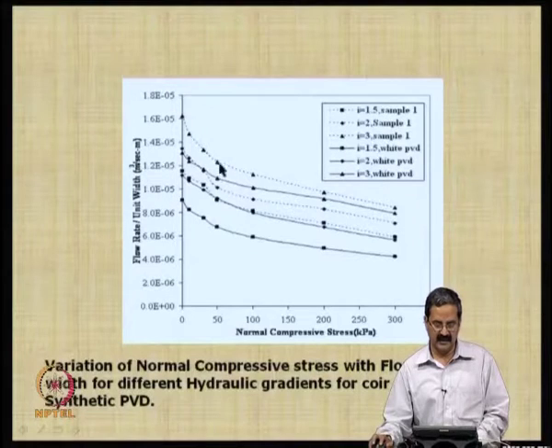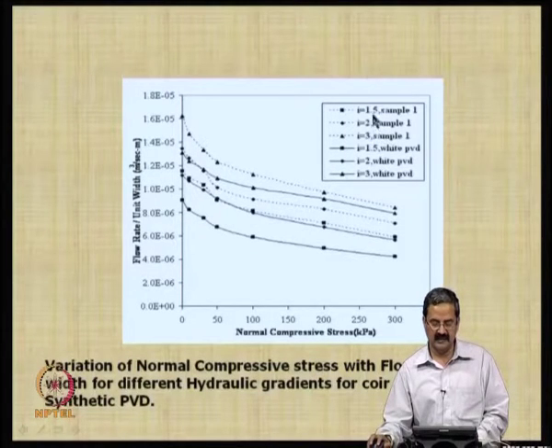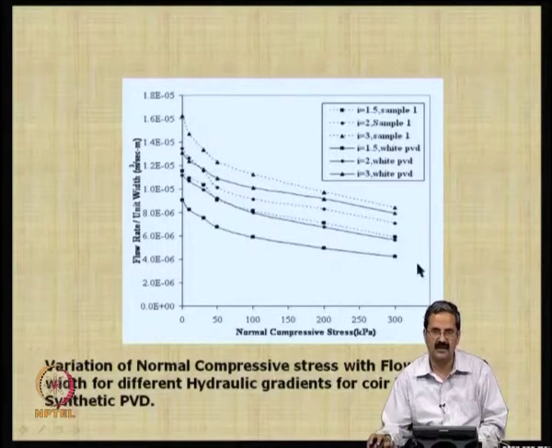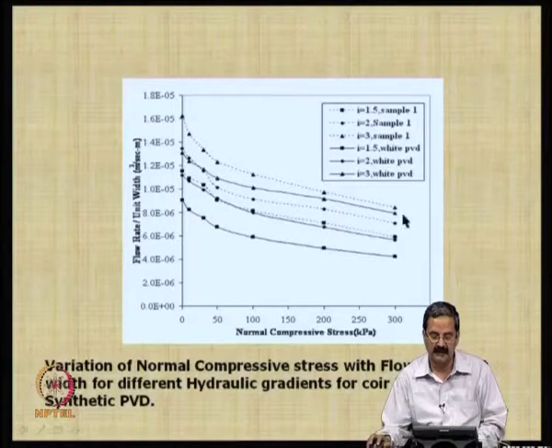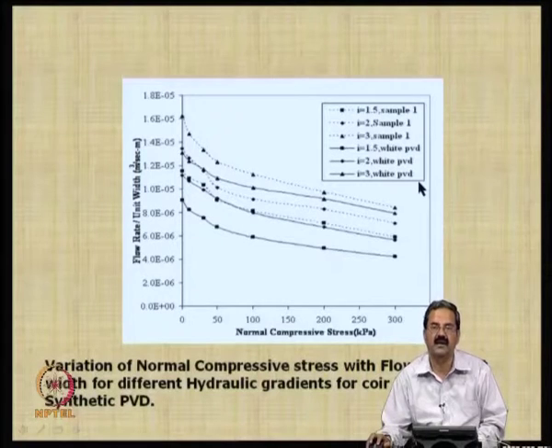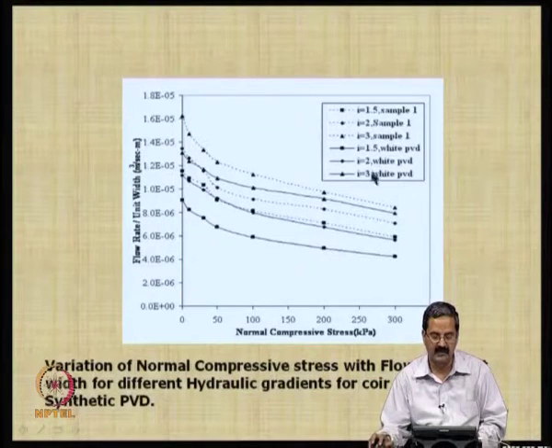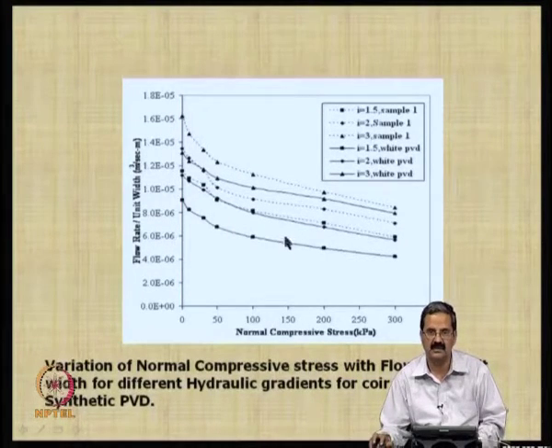So, one can see that, and this can be for different hydraulic gradients. One can get i equal to 1.5 for the same sample 1 I just showed. So, you have relationships like this, and these two samples are for the coir, and these are all for the white PVD. There are 3 types of PVDs I showed you. You can see that for the sample PVDs, for example, these dotted lines, 1, 2, 3, are a little higher in fact.